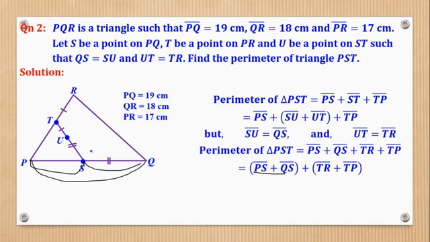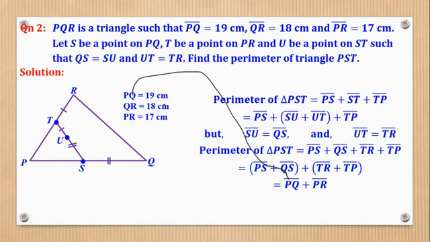Okay. What about TR? TR is here. And TP is here. When you add the two, you get PR. So these two will give me PQ and this will give me PR. The good thing is I know PQ is 19 and PR is 17. So come and substitute. When you add, you'll come up with the perimeter as 36 centimeters.